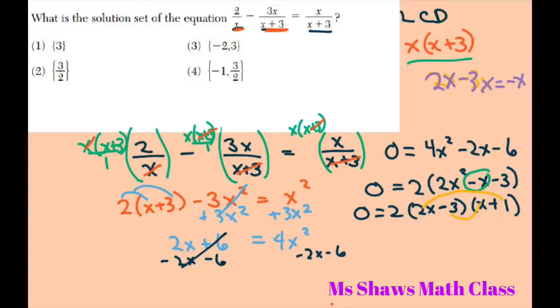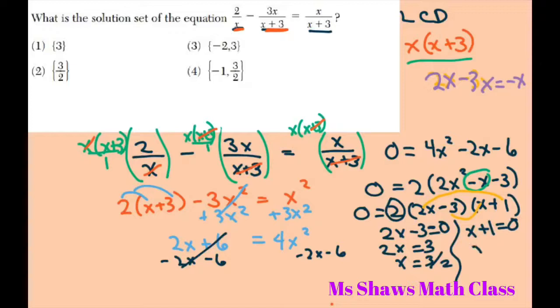So now you just set each piece to 0. We don't care about the 2 there. So we have 2x minus 3 equals 0, and we have x plus 1 equals 0. Solving for this, you get 2x equals 3, so x equals 3 halves. And this one is going to be x equals negative 1. So your solution set is going to be negative 1, comma, 3 halves.